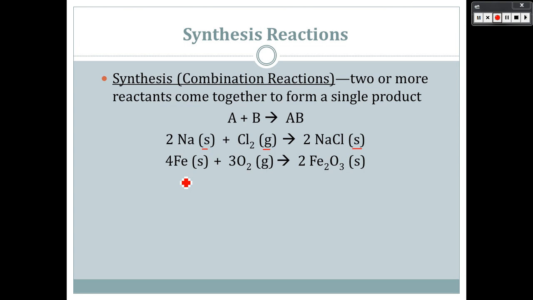Here's another one: 4 irons plus, and again, sodium and iron are both metals. Most metals are solids at room temperature. Most gases are gaseous at room temperature. And when we're talking about solid and gas and solid, we're talking about under standard temperature and pressure. So 4 iron plus 3 oxygen gas molecules gives us 2 units of iron(III) oxide, which is solid at room temperature.